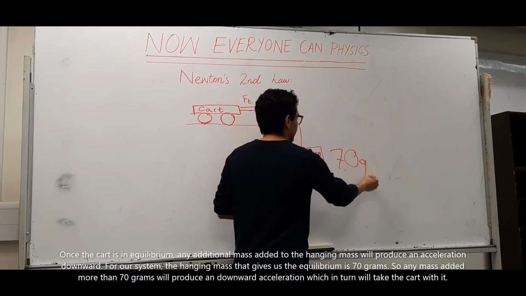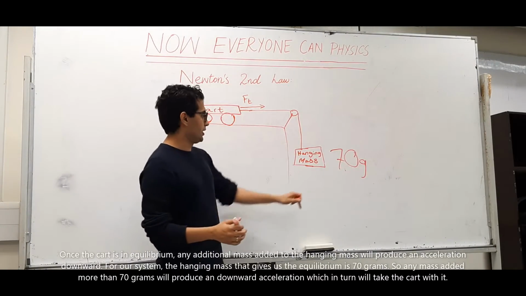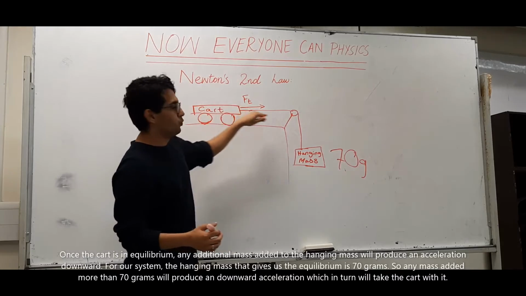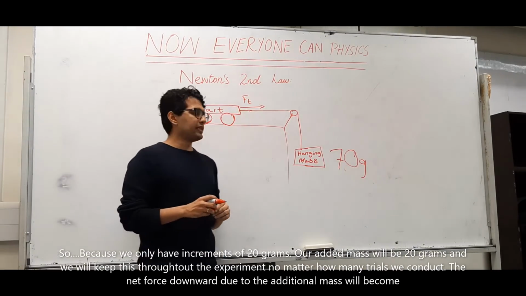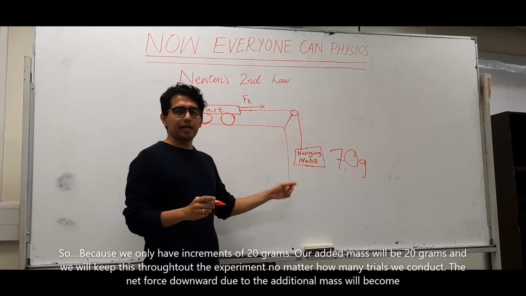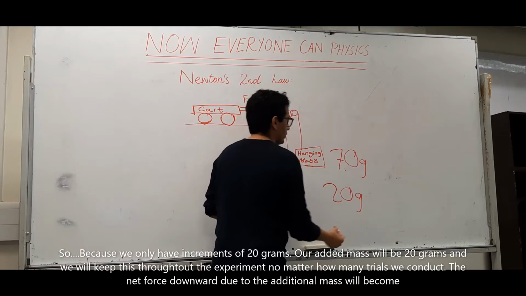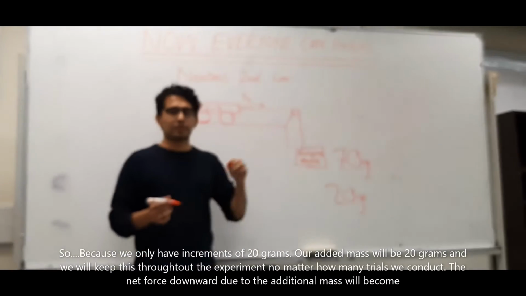So any mass added more than 70 grams will produce a downward acceleration for the hanging mass, which in turn will take the cart with it. Because we only have increments of 20 grams, our added mass will be 20 grams, and we will keep this throughout the experiment, no matter how many trials we conduct.